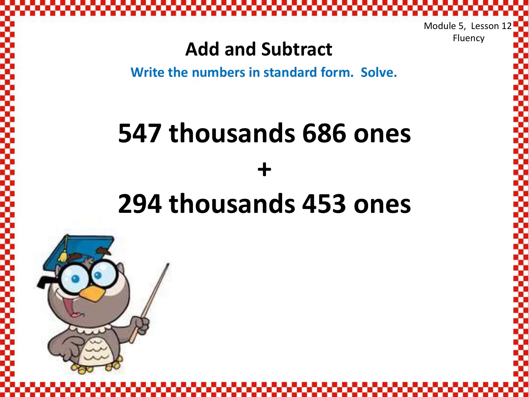This is Fluency Module 5, Lesson 12, and we are going to start with doing some adding and subtracting. So if you look at these numbers, they first want you to write the numbers in standard form and then solve. So we have 547,686 ones plus 294,453 ones. I'm going to ask you to pause your video right now. You do the work for this, write them in standard form, do the addition, and then come back and see if we agree.